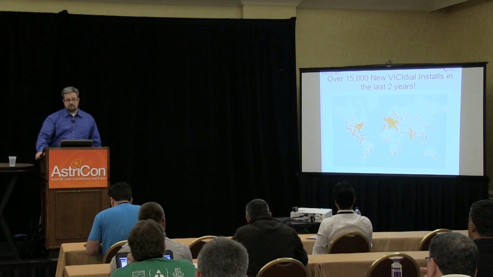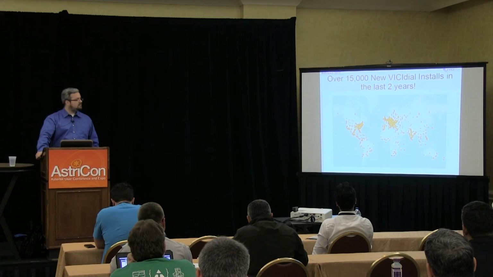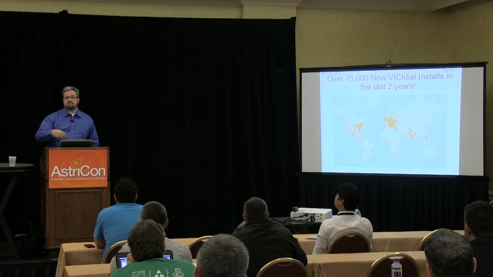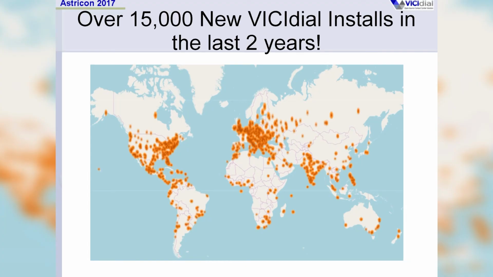And speaking of the community, there have been over 15,000 new VICIdial installs in the last 2 years, and this is a map we made using IP address mapping. When you do a fresh install of VICIdial, it downloads the phone codes table from us, which is country codes, area codes, and time zones, something that changes a couple times a year. It's always downloaded when you do a new fresh install. So we took the unique IP addresses and mapped them out on this map, and that's what it looks like for the last 2 years.